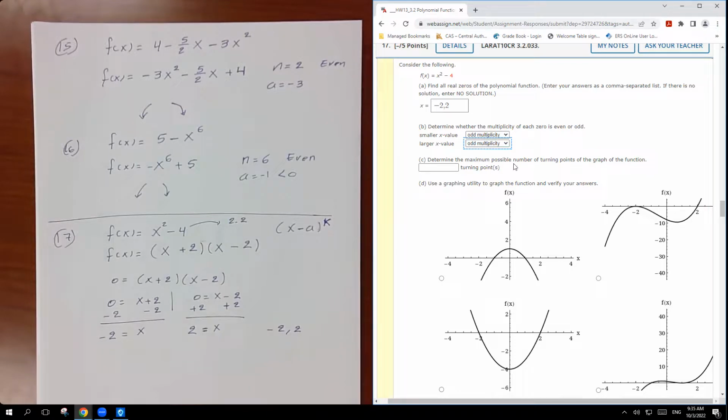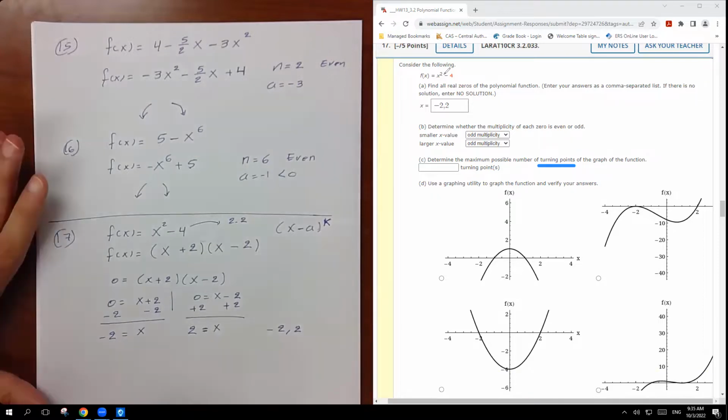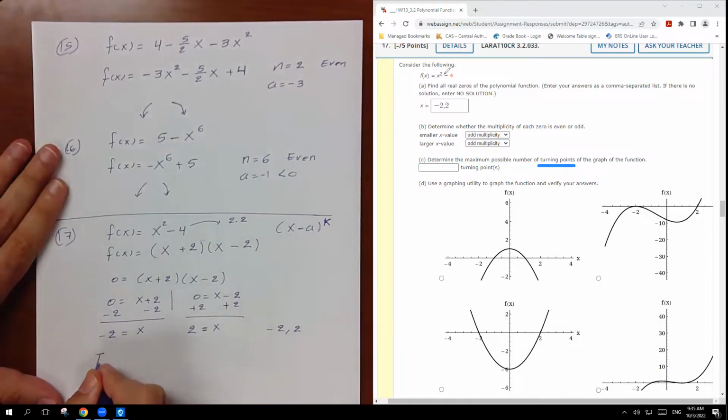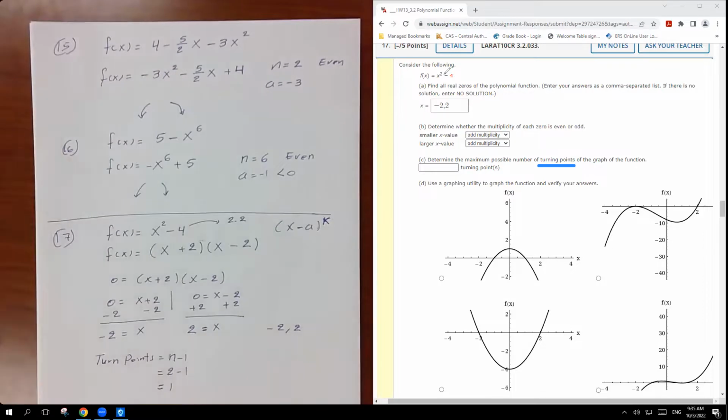Determine the maximum possible number of turning points. We need to find the turning points. The highest exponent is 2. So the number of turning points equals n minus 1, which is 2 minus 1, which equals 1. So this is the number of turning points. I'm just going to type here 1.